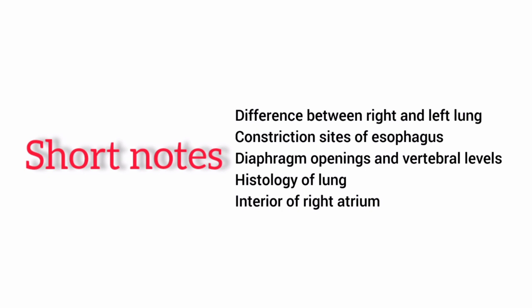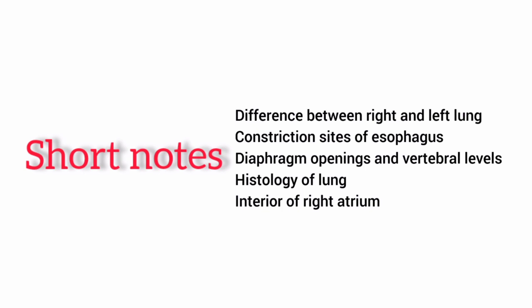Then again, as I said, the differences between the right and left lung are important. So mention the roots also. Then is constriction sites of the esophagus. What are the vertebral levels, and the diagram needs to be written. So the diaphragm has certain openings and those openings are present at certain vertebral levels. So that is important for viva as well as for theory.